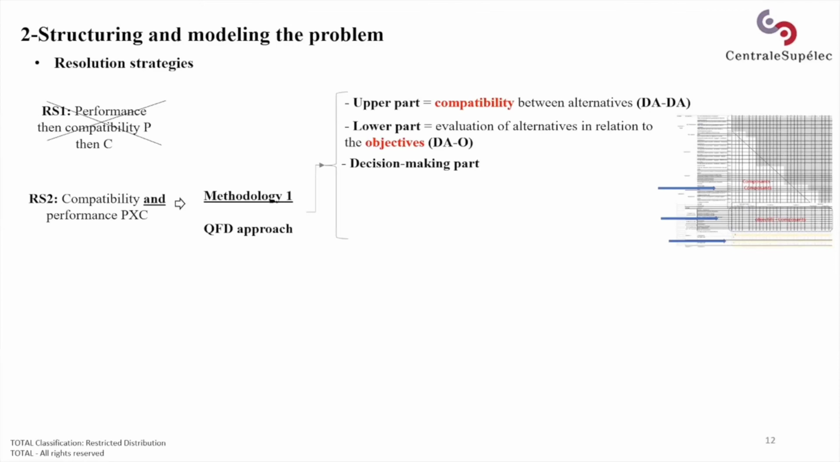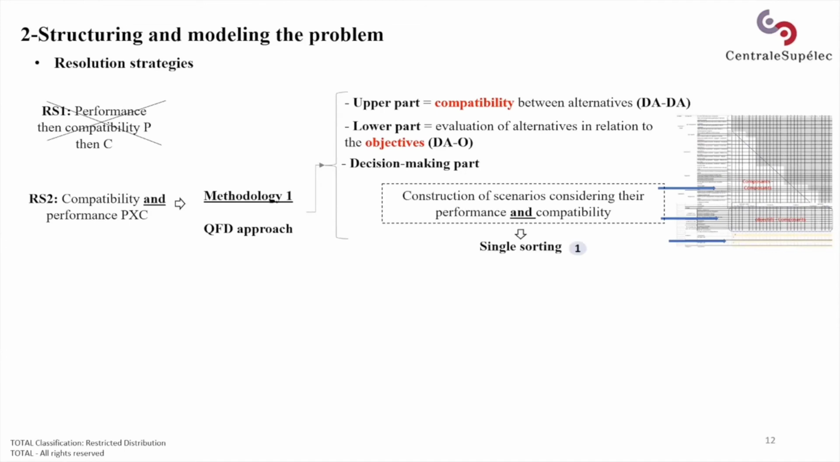The upper part allows to study the compatibilities between the decision alternatives, while the lower part allows to evaluate them with respect to the objectives. And the decisional part allows to evaluate the possible solutions by selecting and assembling one alternative per decision. This allows finally to build scenarios based on several interdependent alternatives while considering their performance and their compatibility. For this approach, the MCDA method should be applied to select a scenario considering the performance and compatibility of its component. This MCDA method should be selected by considering the higher degree of heterogeneity between criteria.